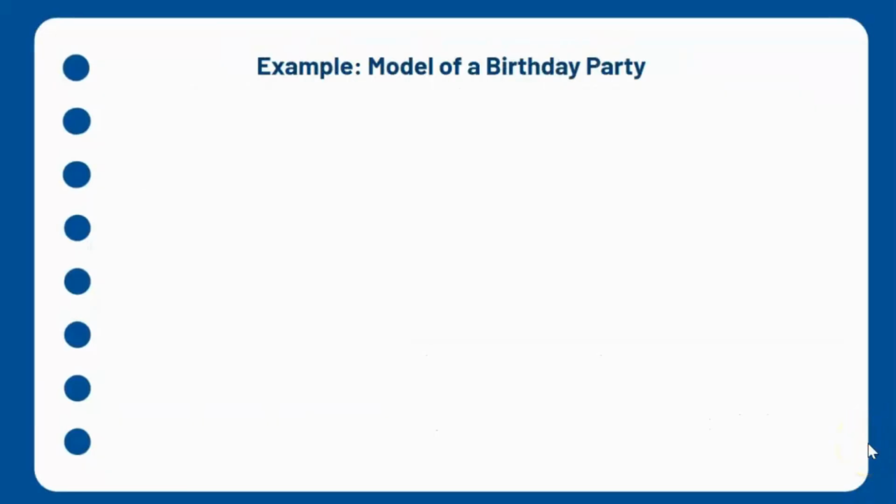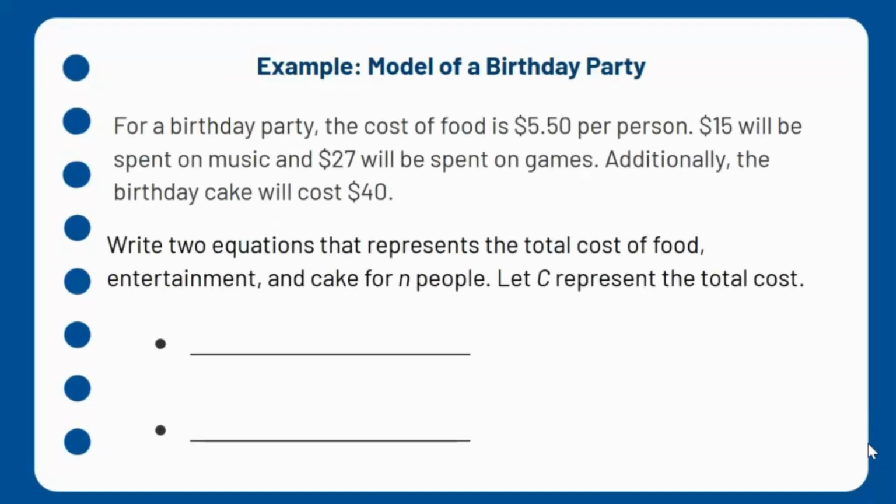Equations can show the relationship between different quantities and constraints. For example, the total cost of the party is the sum of the costs of food, cake, and entertainment. We can represent this relationship with two different equations. Let N represent the number of people, and let C represent the total cost in dollars.